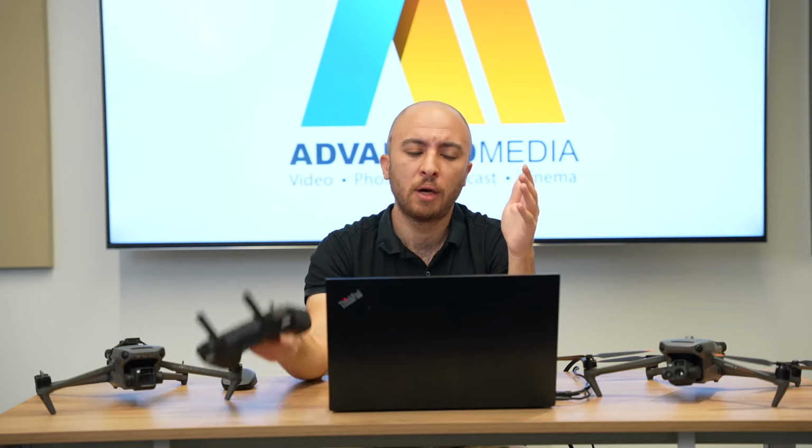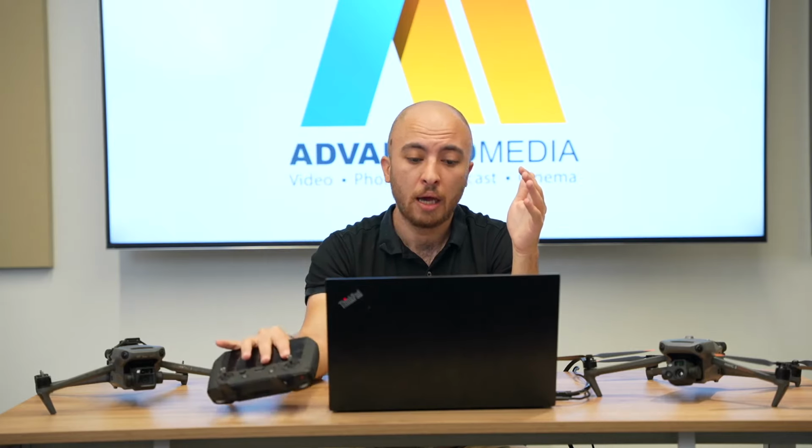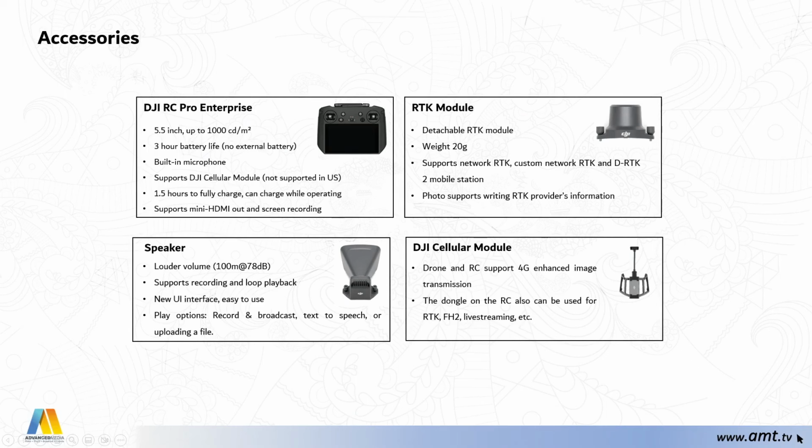Okay, what are the accessories that we have? We have the new RC Pro Enterprise controller, 5.5 inches, 1000 cd per square meter, and the battery lifetime is up to 3 hours. And it has the mini HDMI here, so if you want to put the footage on a bigger monitor, for example, now you can achieve that.